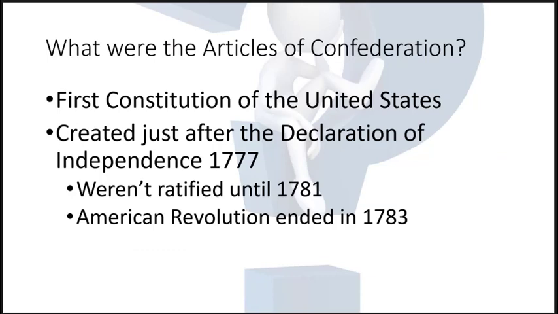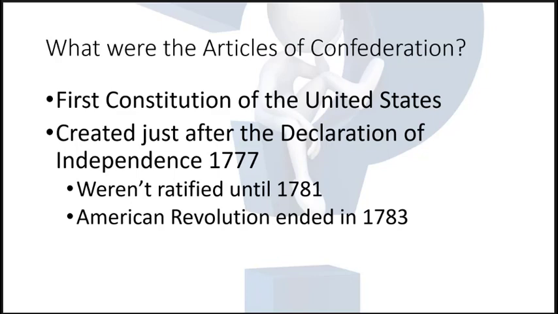So, first thing you need to know is, what were the Articles of Confederation? Well, most people, if you talk to them on the street, if you ask, hey, what was the first Constitution of the United States? They probably just think that the U.S. Constitution that we have right now is what we've always had. And it's not. The U.S. Constitution is what replaces the Articles of Confederation. So, they're actually the first Constitution of the United States, as it says right there.